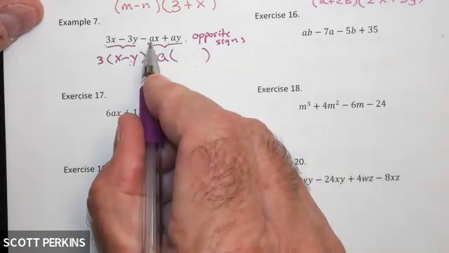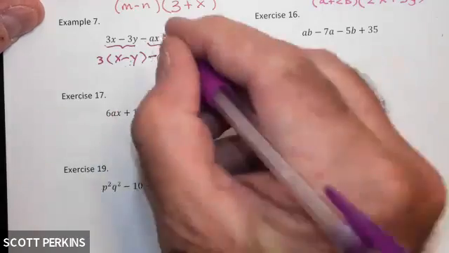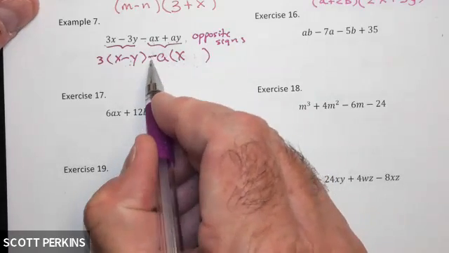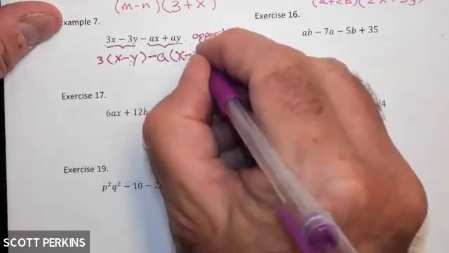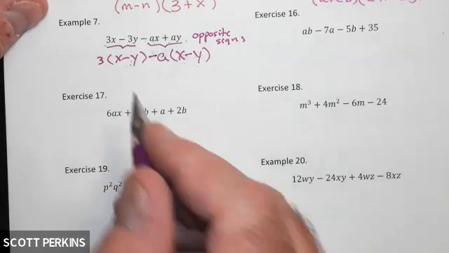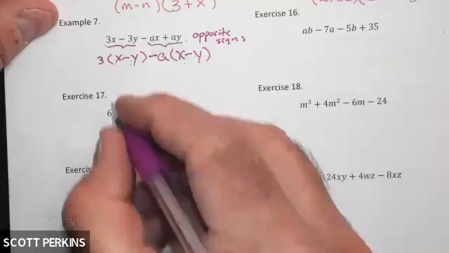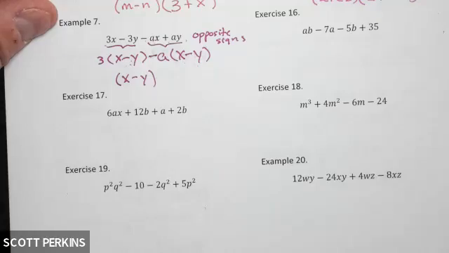So a negative ax, when I factor out the negative, a negative divided by a negative is a positive x. And then a positive ay, when I factor out the negative, a positive divided by a negative leaves me a negative y. And now I have the exact same thing in the parentheses. The grouping worked. I can rejoice. X minus y is what they have in common.